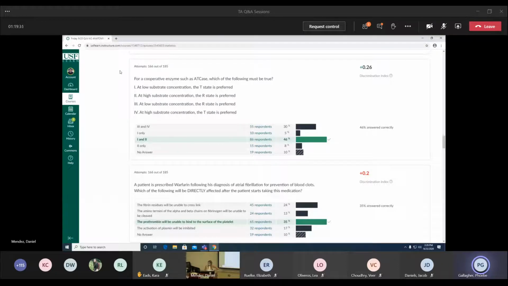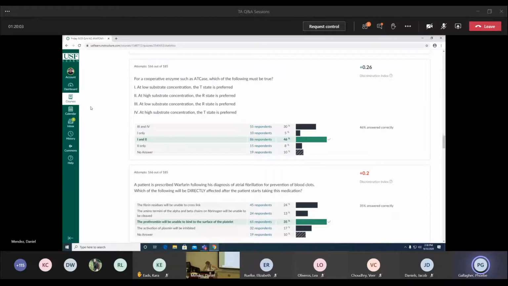On the contrary, at a low substrate concentration, you're going to have less substrate bound to the enzyme. And because less substrate is bound, you're going to have a lower affinity for the substrate, which means that the enzyme is going to be in the tense state. So it looks like most of you got that correct. Just make sure you get your T state and your R state figured out. Tense state is going to be lower affinity. R state is going to be higher affinity.